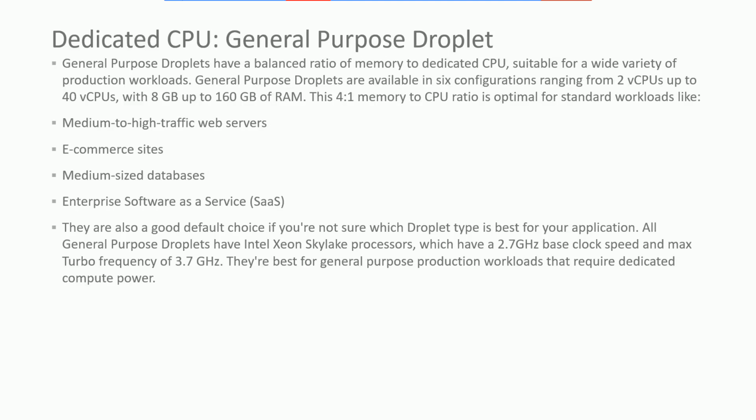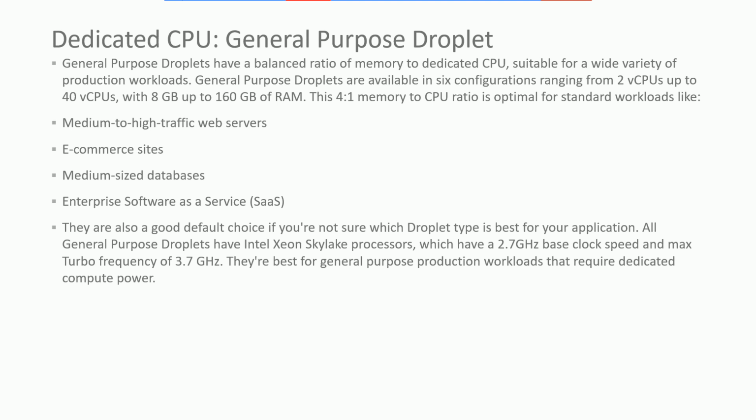Next is, as I said, the dedicated CPU general purpose droplet. It is mostly for medium to high traffic web servers, e-commerce sites, medium sized databases, and enterprise software as a service. If you're building a SaaS product, you can use dedicated CPU. But again, based on your need, if you are a startup, you can start with general purpose. When the load arises, you can upgrade it anytime.